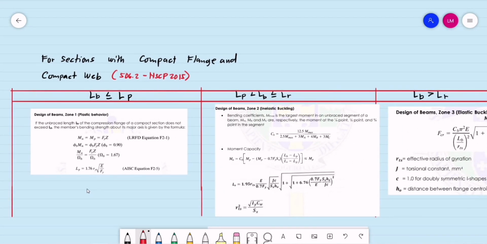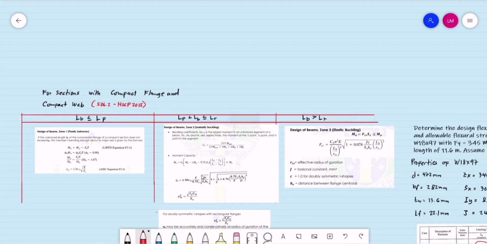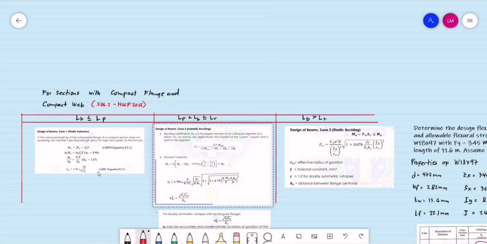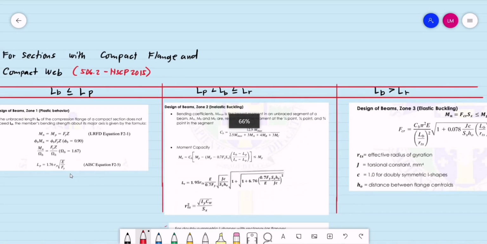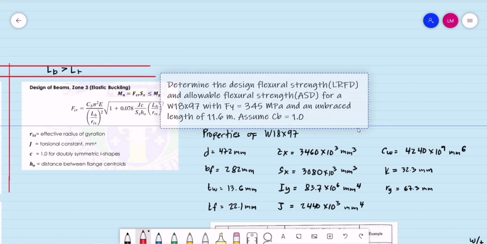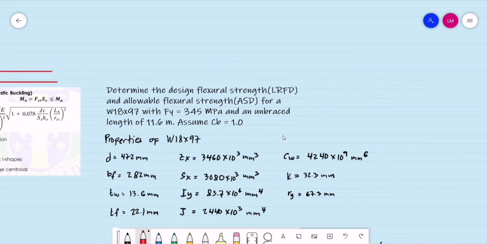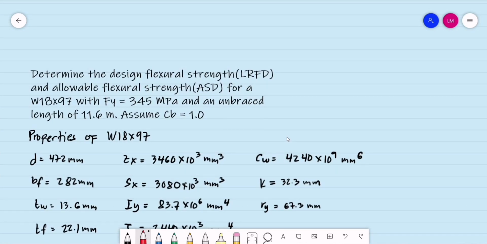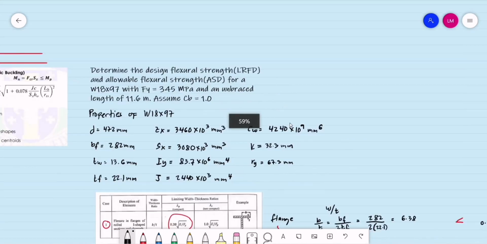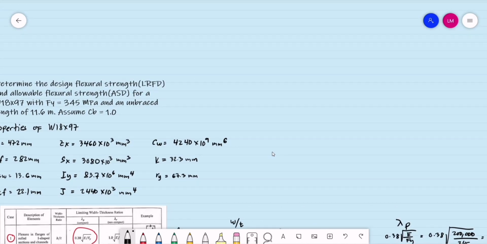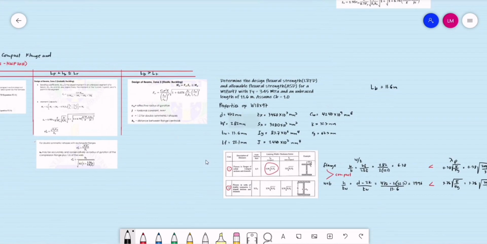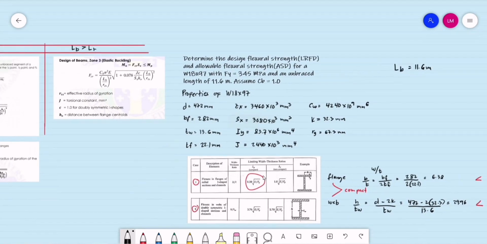Now we need to determine which zone this one will fall. Is it zone 1, zone 2, or zone 3? Based on its given unbraced length. According to this example, our unbraced length is equal to 11.6 meters. This is a quite long beam. So the unbraced length is equal to 11.6 meters.